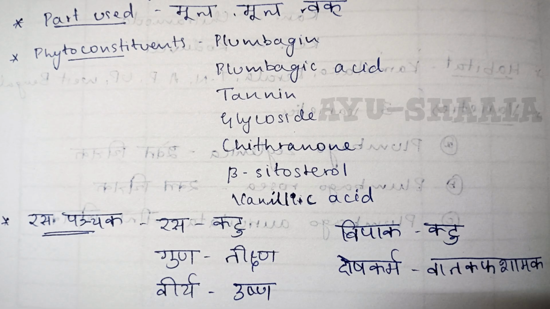Then it's Rasa Panchaka: Rasa, Guna, Virya, Vipaka and Karma. So its Rasa is Katu, Guna is Tikshna, Virya is Ushna, Vipaka is Katu, and Dosha Karma is Vata-Kapha Shamaka. It is a Samanya Pratyarabdha Dravya. If you just remember its Rasa, you can write all other things, that is Guna, Virya, Vipaka and Karma, because it is a Samanya Pratyarabdha Dravya. By this you can remember like that.